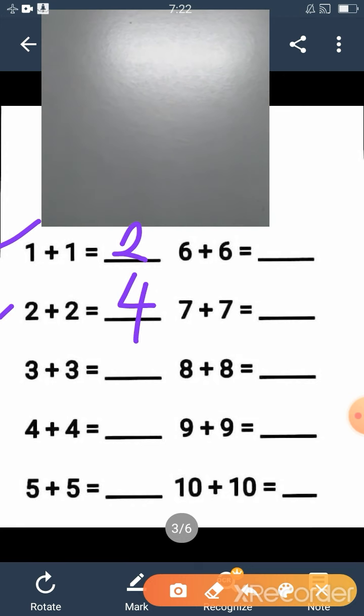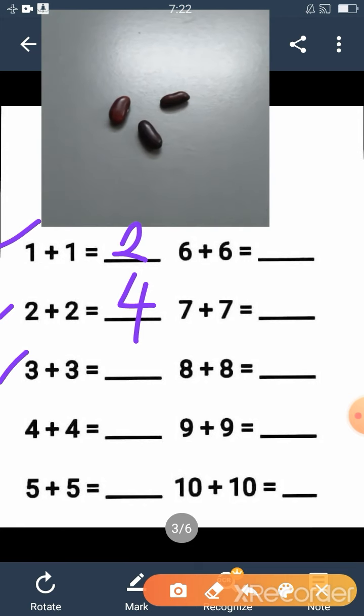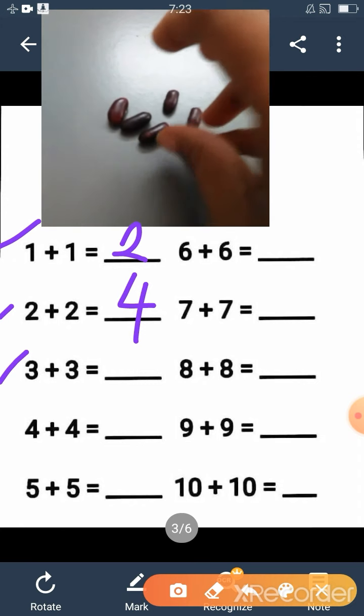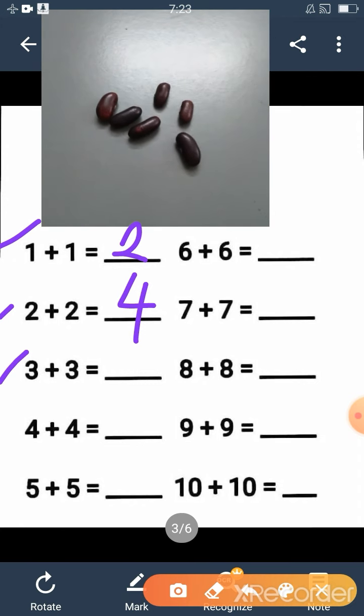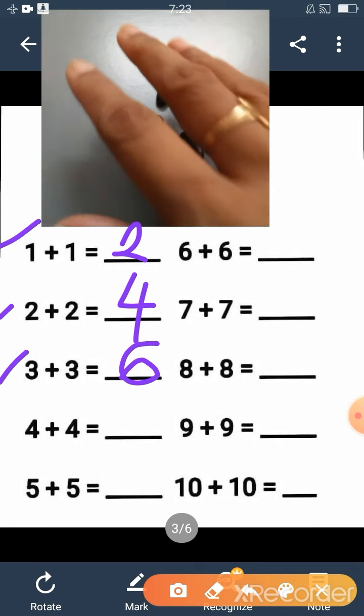Now they are saying to do 3 plus 3. So I am taking 3 rajma seeds and I am taking 3 more rajma seeds. So in total how many rajma seeds, children? Just count. Yes, there are 6 rajma seeds. That means 3 plus 3 is equal to 6.